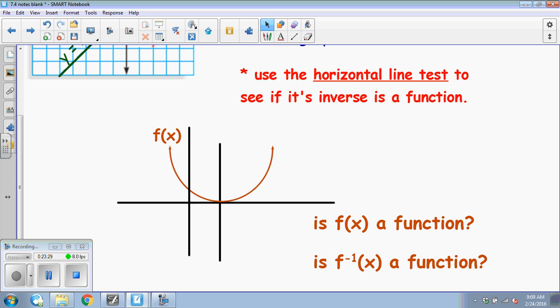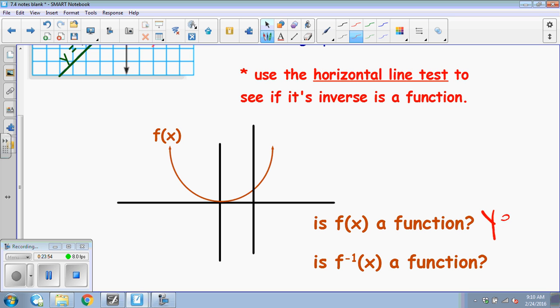We don't look at the x and y axis. They're not part of the actual graph, okay? I'm going to move it over. How many places is it touching it? One. Can I put it anywhere and make it touch it at more than one point? No. As long as it's a vertical line, it's never going to touch it at more than one point, regardless of where I put it. So it passes. So is f of x a function? Yes, it's a function.